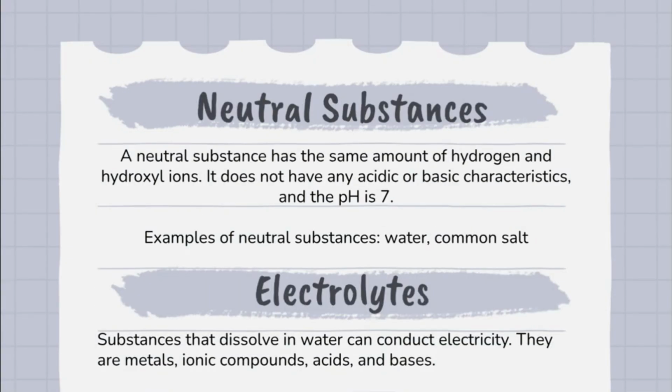A neutral substance has the same amount of hydrogen and hydroxide ions. It does not have any acidic or basic characteristics, and the pH is 7. Some examples are water and common salt. Electrolytes are substances that dissolve in water and can conduct electricity. They are metals, ionic compounds, acids, and bases.